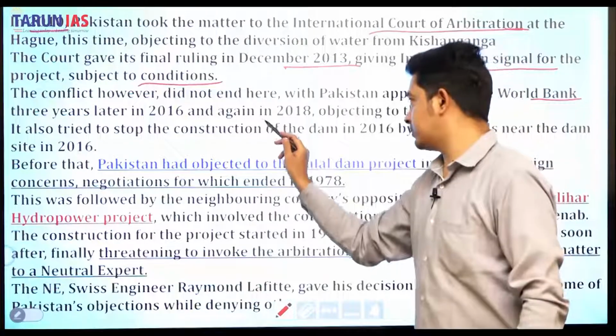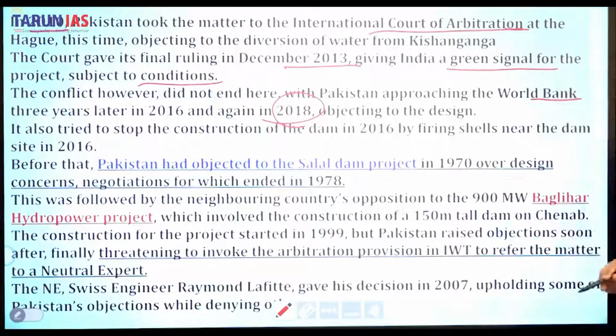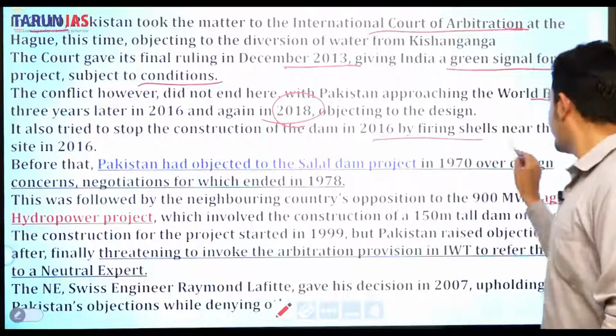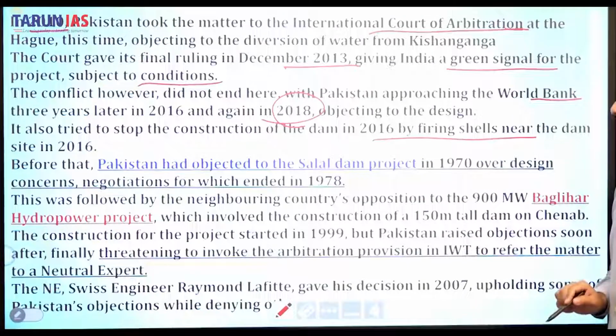The conflict, however, did not end here, with Pakistan approaching the World Bank again in 2016, and again in 2018. Objecting to the design, it also tried to stop construction of the dam by firing shells near the dam site in 2016.